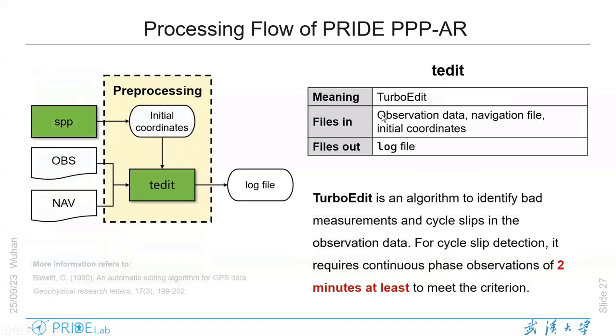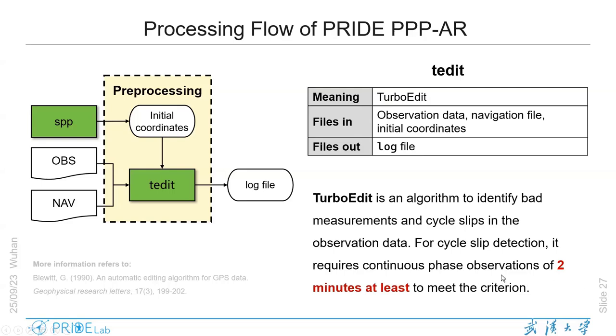Then the next part is the data preprocessing with the TEDIT program, which helps us clean up our data and remove the bad observations that might affect our results. TEDIT is named after the table edit algorithm originated from the GIPSY software. This algorithm is commonly used in health diagnosis and quality control and has been modified for years into our current form. It identifies the outliers, detects but does not correct cycle slips, and finds the clock jumps or other anomalies that interrupt our phase observations.